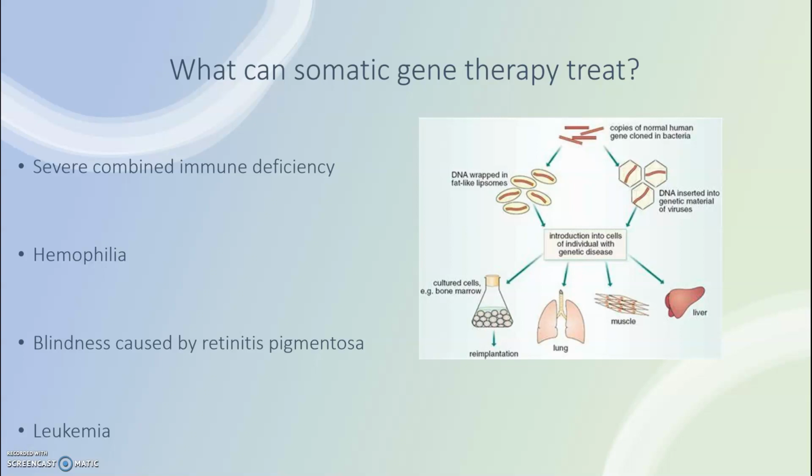In the photo on the right, you can see that the introduction of cells of individuals with genetic diseases can be used in bone marrow, lung cells, muscle cells, and liver cells. This is why gene therapy can be used to treat so many different types of diseases.